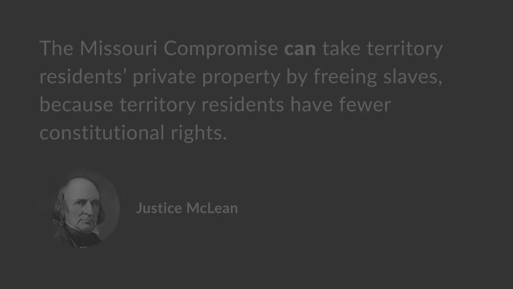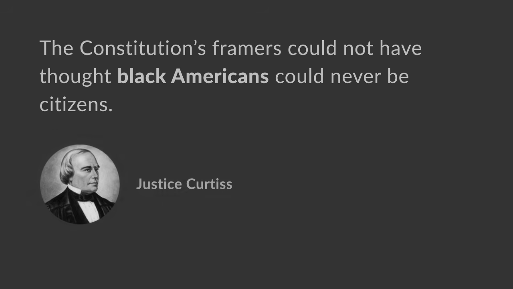In his dissent, Justice Curtis took issue with Taney's definition of citizen, pointing out that Article 2 of the Constitution refers to citizens, quote, at the time of the adoption of the Constitution, unquote. At that time, the term citizen would have included many people of African descent who were recognized as citizens in free states. Therefore, the Constitution's framers couldn't have thought that Black Americans could never be citizens.